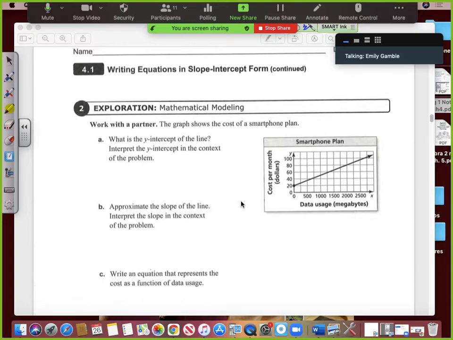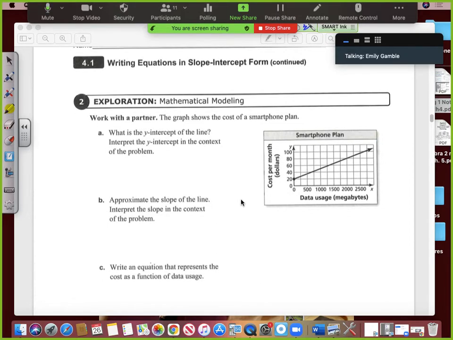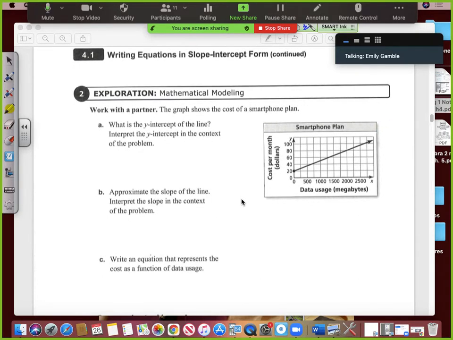The next thing we're going to do today in class is look at this page here, writing equations in slope-intercept form, mathematical modeling. So please flip over to this page here. We're going to work on this word problem. So the graph below shows the cost of a smartphone plan. So here's a plan for a smartphone. We can see the x-axis is data usage versus the y-axis is cost per month.